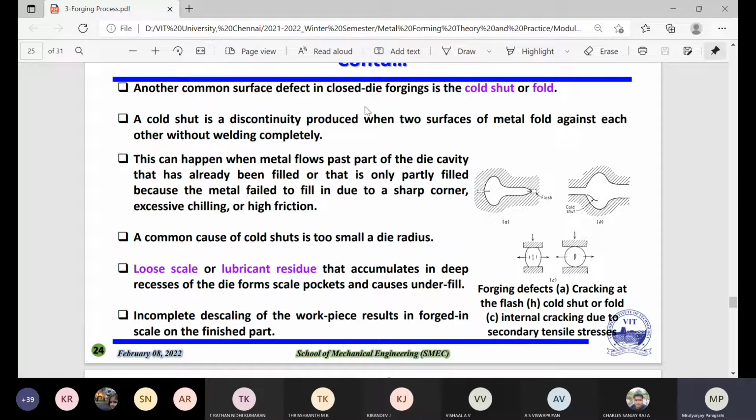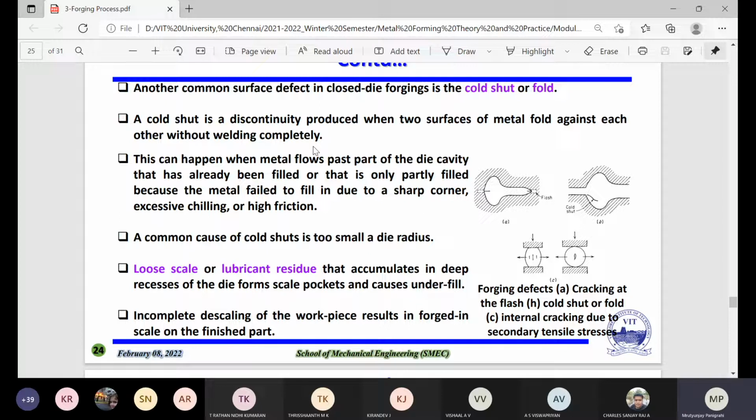Another common surface defect in closed die forging is the cold shot or the fold. A cold shot is a discontinuity produced when two surfaces of metal fold against each other without welding completely. So that means if you have two metal sheets, sometimes we have overlap, like when we are printing papers and sometimes two papers come out. Similarly, whenever you are putting some metal piece, sometimes two surfaces will overlap, and the joint is not made properly.